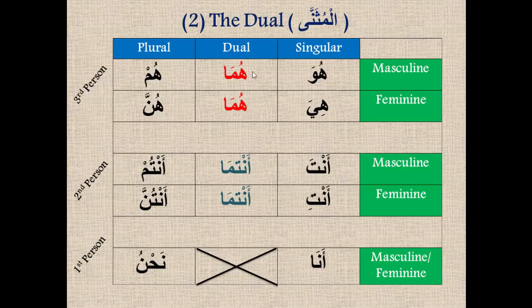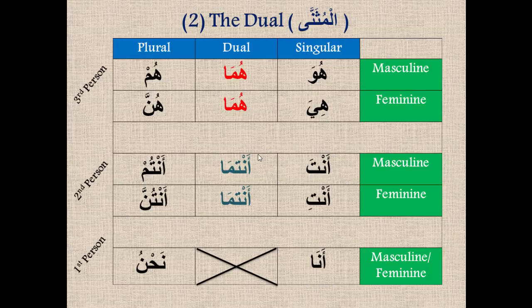So we have huma for the masculine third-person dual pronoun. This is used when you're referring to 2 individuals in the third person. So if you see 2 men walking down the street and you want to talk about them, you would use the pronoun huma yadhhabani fi shari'. That is actually the same pronoun we use for the feminine counterpart, feminine third-person dual. So if you see 2 women walking down the street, you would also refer to them as huma.